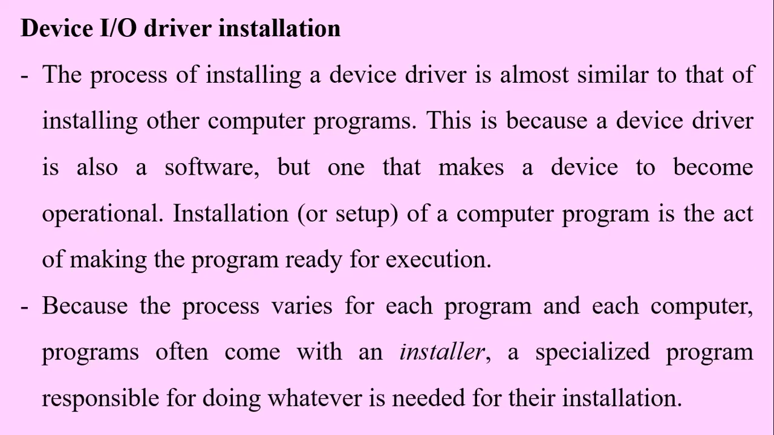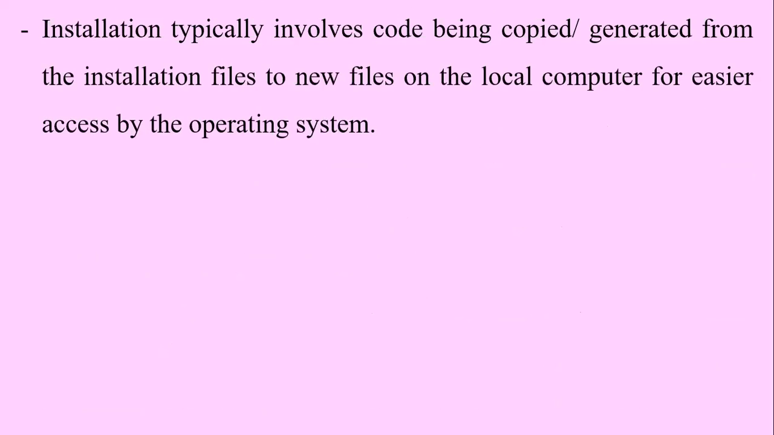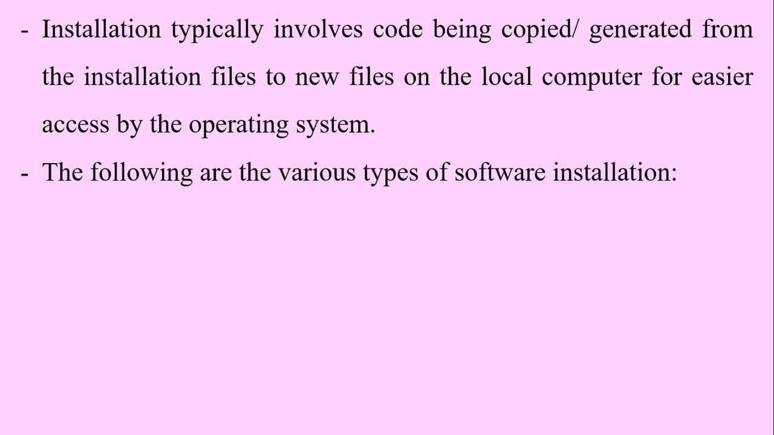Because the process varies for each program and each computer, programs often come with an installer, which is a specialized program that is responsible for doing whatever is needed for their installation. Installation typically involves code being copied or generated from the installation files to new files on the local computer for easier access by the operating system. The following are the various types of software installation.